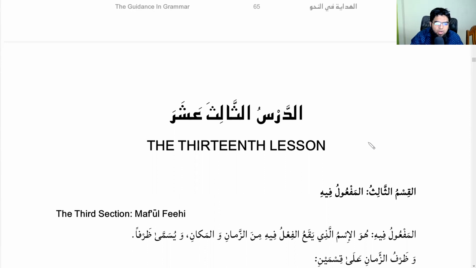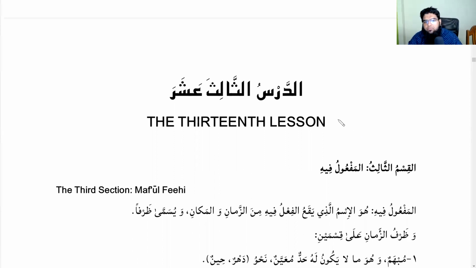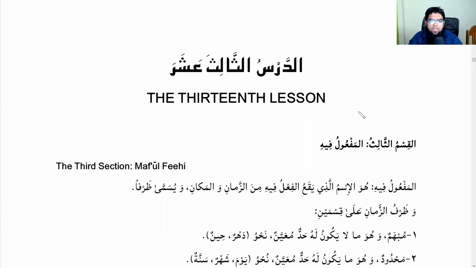Next lesson we'll talk about maf'ulun fihi. So Munada is not a specific type, as we talked about in the list, 11 types. It is mansub because of a verb which is hidden. So it is actually maf'ulun bihi itself. Remember? So he didn't bring a specific type in it. He just said munada is from the types of maf'ulun bihi, where the verb has to be deleted.